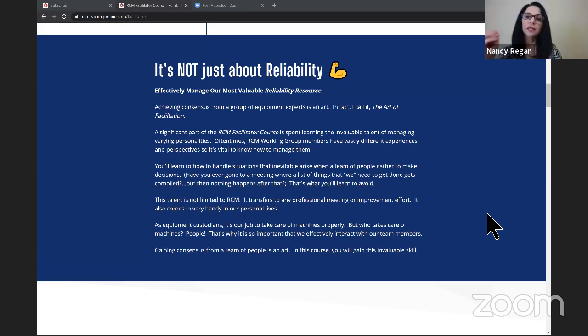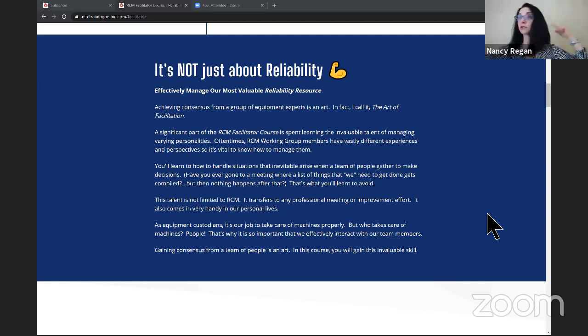When you're talking about facilitating, it's not just about reliability. It's about effectively managing our most valuable resource, because it isn't just about how you technically ask people the right questions, right? What specifically causes this to happen? How long between the time that you get this particular vibration signature and the bearing actually seizes? There's all of that, but there's the human component to it, right?